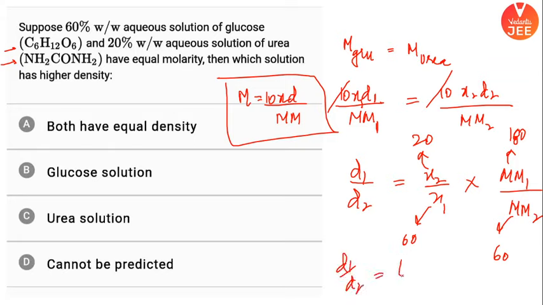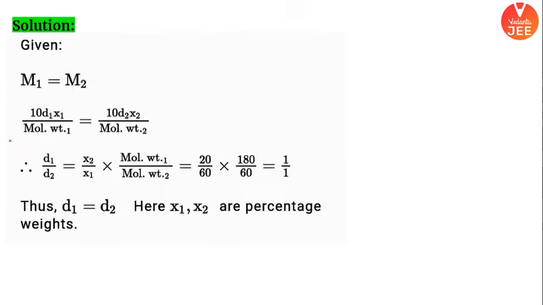D1 by D2 is equal to 1 by 1. So what is the answer? Both densities are same. That's what I have done. Solution is also given to you. Alright, moving on. Beta, I was solving this question early in the morning.